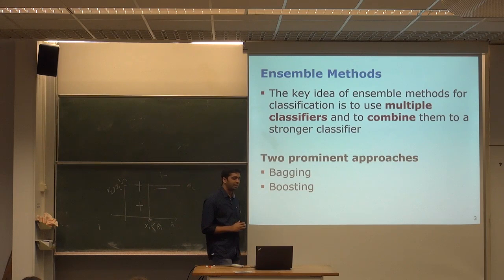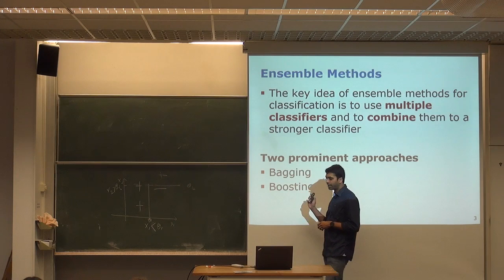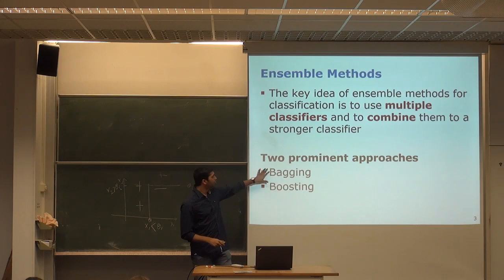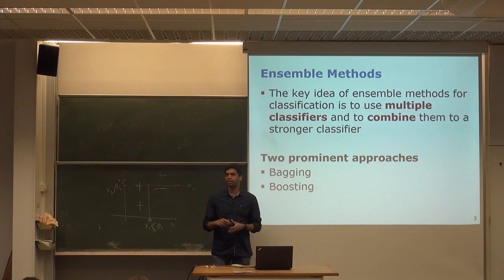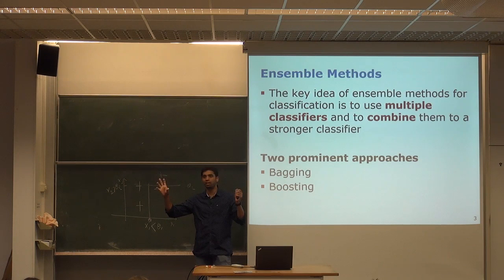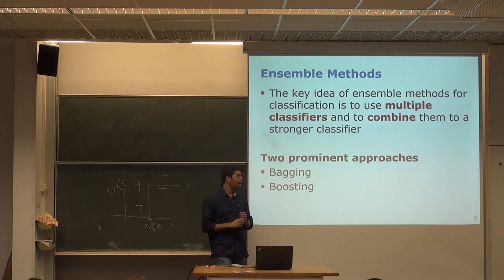And we'll see in particular two approaches. One is called bagging and another called boosting. So we'll see how these work. These are two ideas where you put together multiple individual classifiers. This could be multiple decision trees, one decision tree and a nearest neighbor classifier, or any other classifier that you can come across: how to put them together and make them stronger, right?